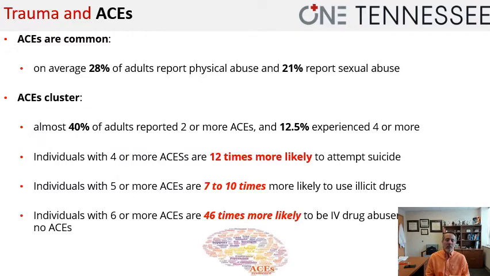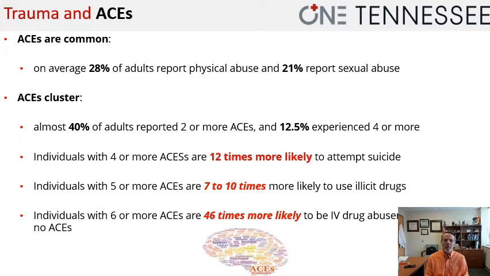When we look at ACEs, they're a lot more common than we originally thought. On average, 28% of adults report physical abuse and 21% report sexual abuse. The sexual abuse is likely underreported because that is so traumatic and so embarrassing and makes the person feel so terrible that it's hard to share that information. ACEs also tend to cluster. So if you look at that list, if there's a few bad things going on, there's probably a lot of bad things going on in that environment.